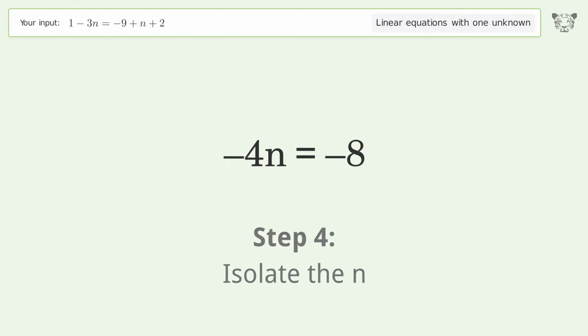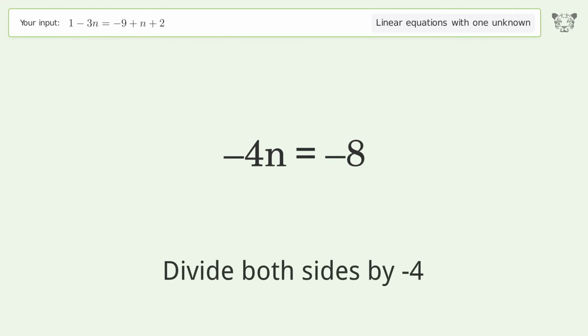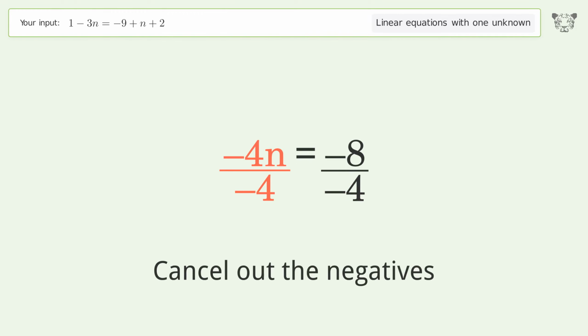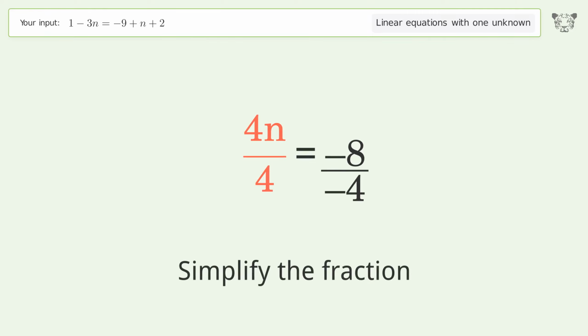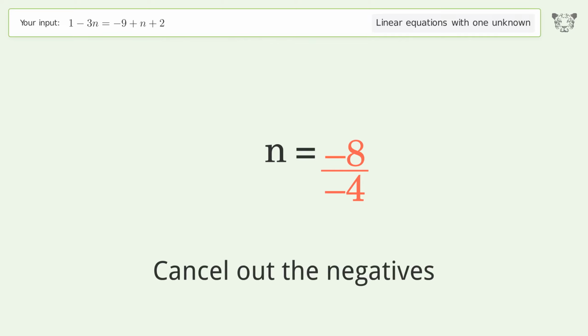Isolate the n. Divide both sides by -4. Cancel out the negatives. Simplify the fraction. Cancel out the negatives.